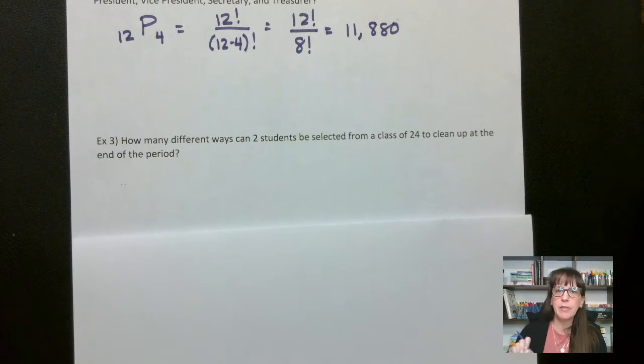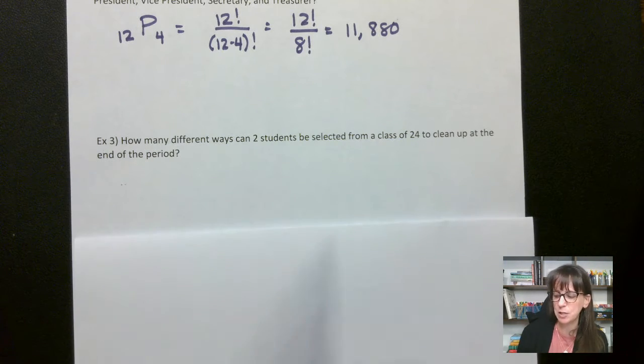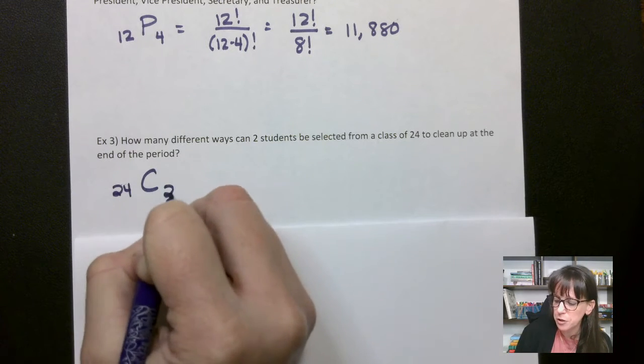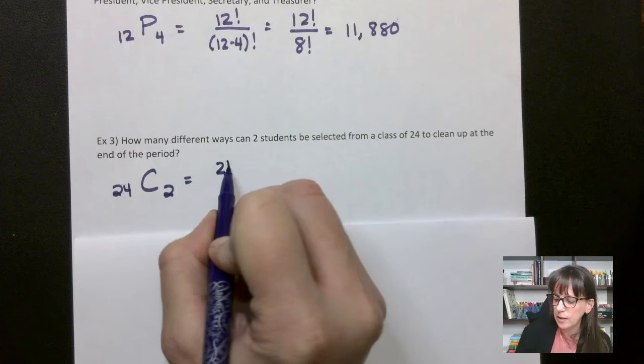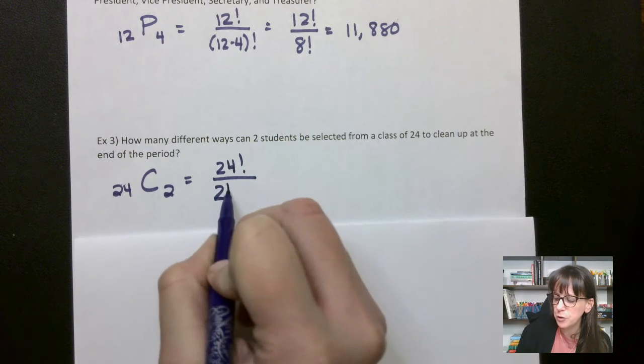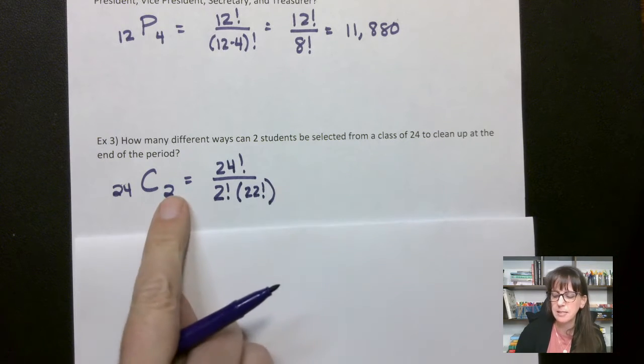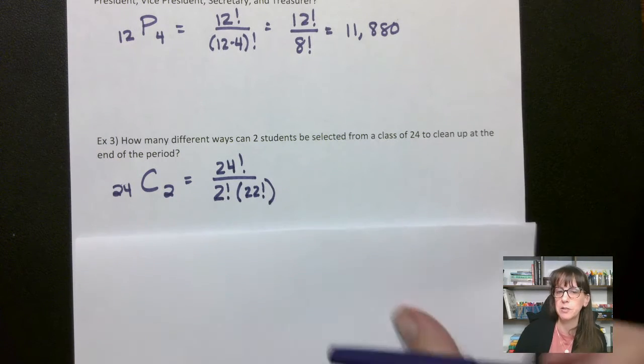The order doesn't matter there, and those positions are not unique. They are the same position. So that's how we determine it's going to be a combination. So we have 24 choose 2. And the way this one looks is we do 24 over 2, and then we find the difference between those. So 22, because the difference, 24 minus 2, will give us 22.